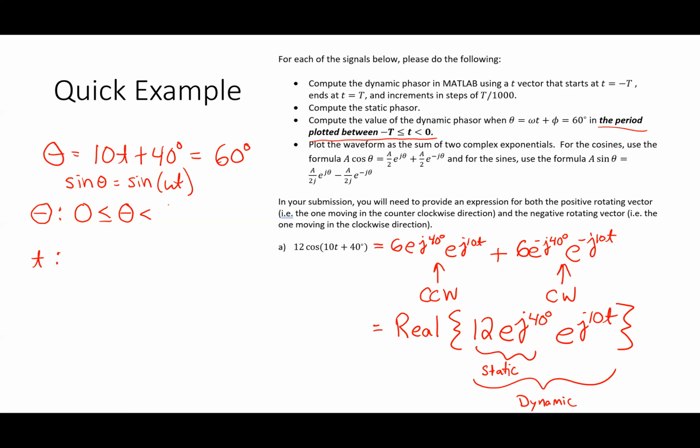2 pi or 360 degrees. So 360 degrees or 2 pi radians. For a period in time, if that guy's a time function, then this guy says that a period starts at 0 and goes until when? Goes to 1 period, goes to t. All right, whatever t is. In this case, t would be 2 pi over 10.